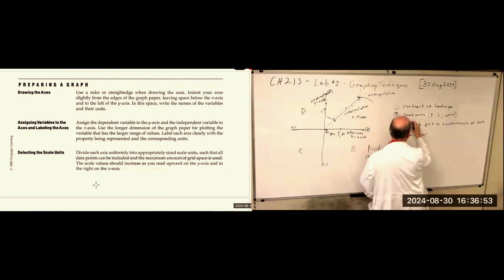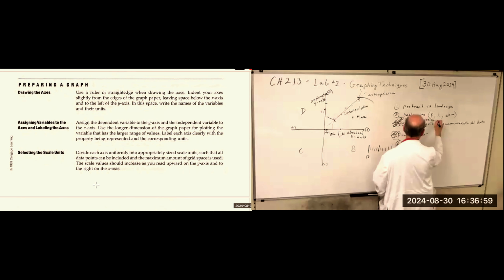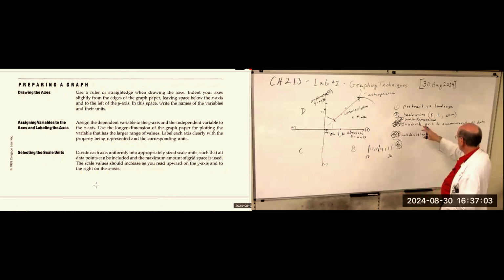So the scale units and then unit dimensions are required. Then use the maximum available space. And then look at your subdivisions. Those are the 5 key items that you have to consider when you're drawing a graph by hand.